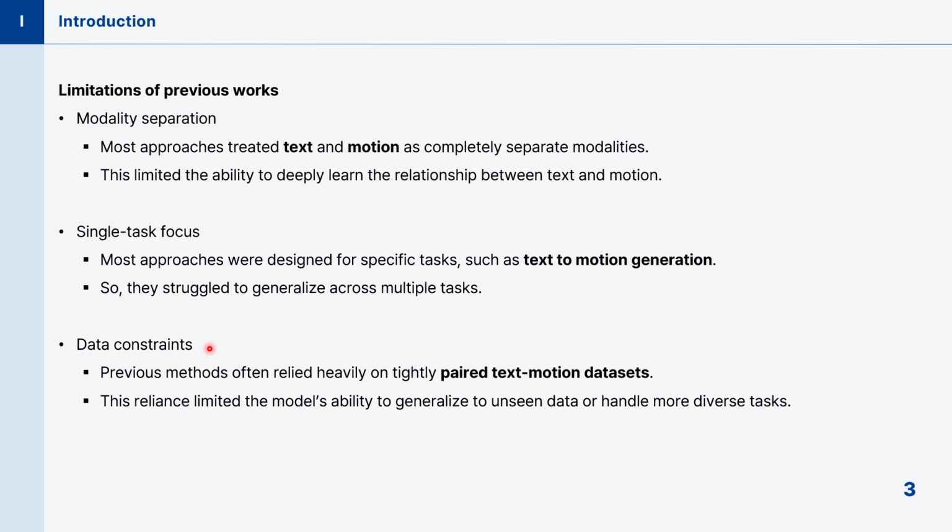Lastly, these methods often relied on tightly paired text-motion datasets. However, because these datasets are difficult to collect, the amount of dataset is significantly smaller than other research fields such as image or video generation. This reliance limited the model's ability to generalize to unseen data or handle more diverse tasks.